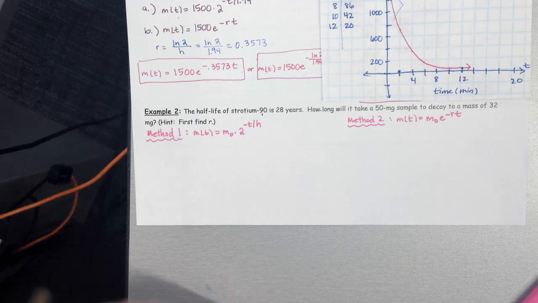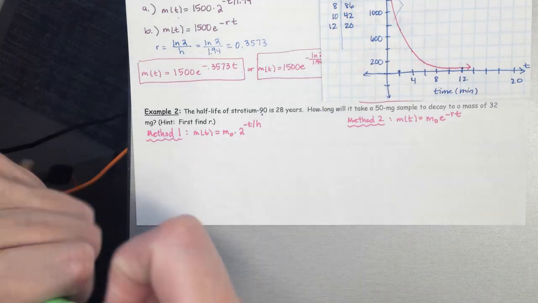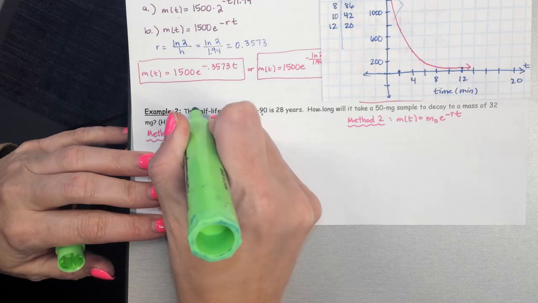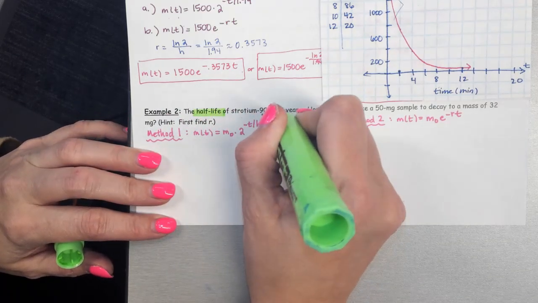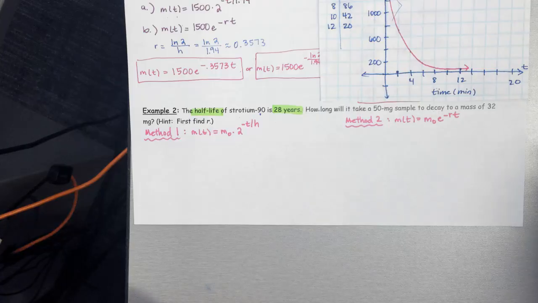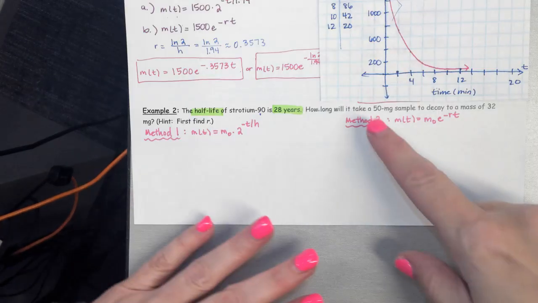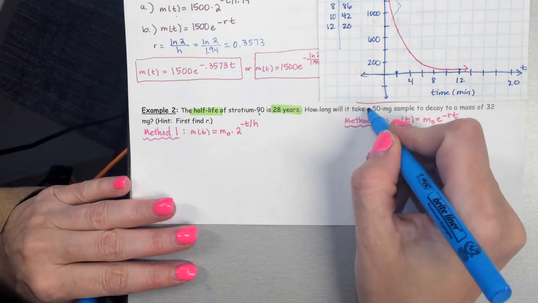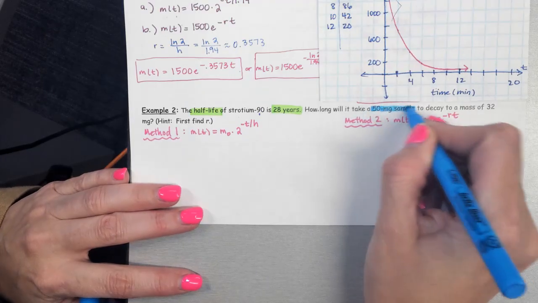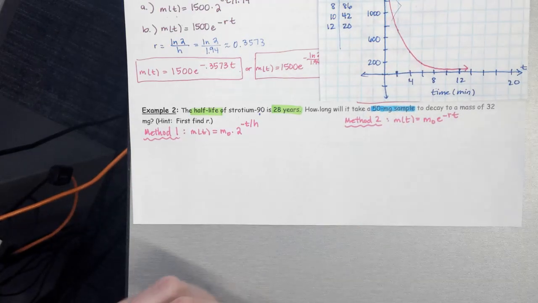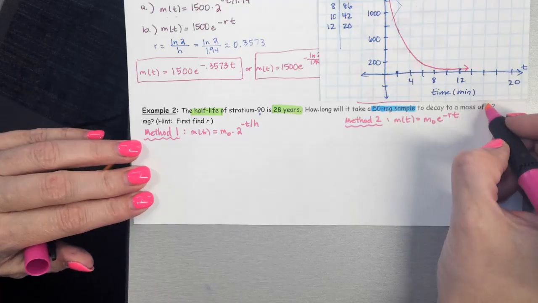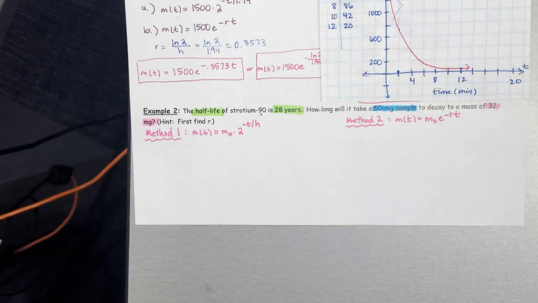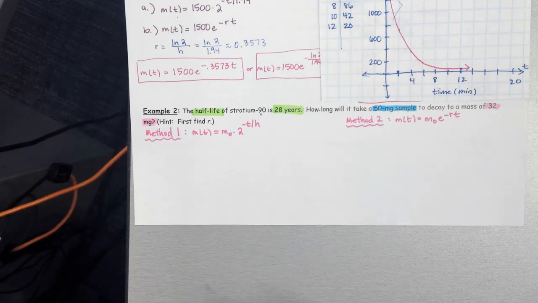All right, so when you are setting this up, it says the half-life is 28 years. All right, so Victoria, where'd you plug the half-life in for? It's your H, yep. And then Jackson, where'd you plug in the 50 milligrams? The M sub 0 is going to be your initial value, so great. And then that means your 32 is going to be plugged in for what? What did you guys plug your 32 in for? Your M of 2.